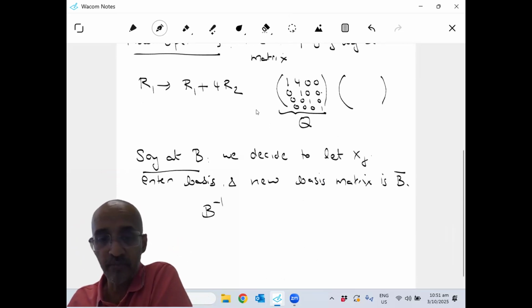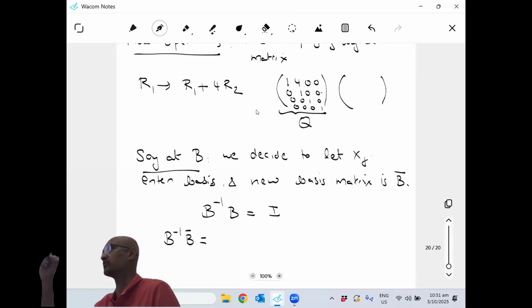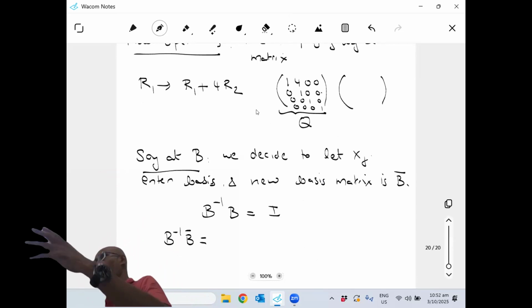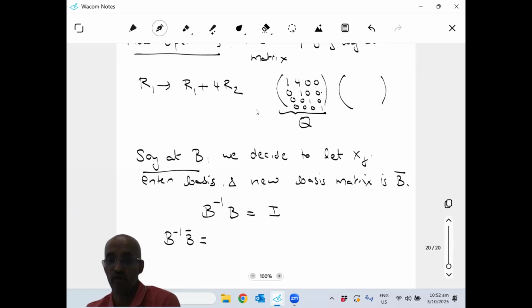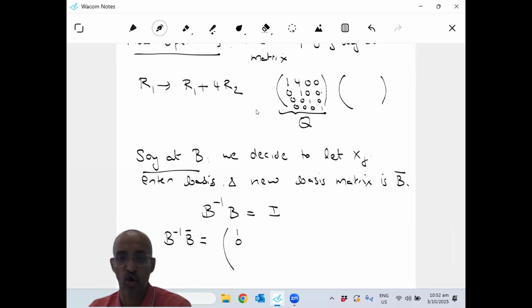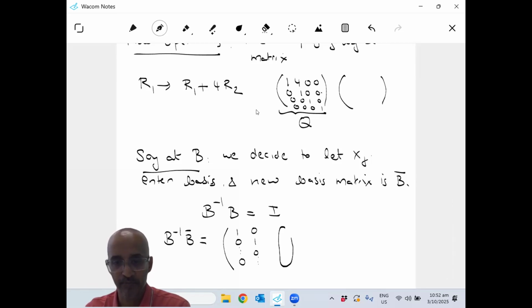So clearly B inverse B is identity. This is obvious. What is B inverse B bar? What's the difference between B and B bar? There's one column which is different. In this B bar matrix, all the columns are the same as the original basis matrix except one column. The new column is the one corresponding to AJ, which entered. So if I look at what this product will be, there will be a lot of identity unit vectors, except in the jth position, where now I will have B inverse AJ.